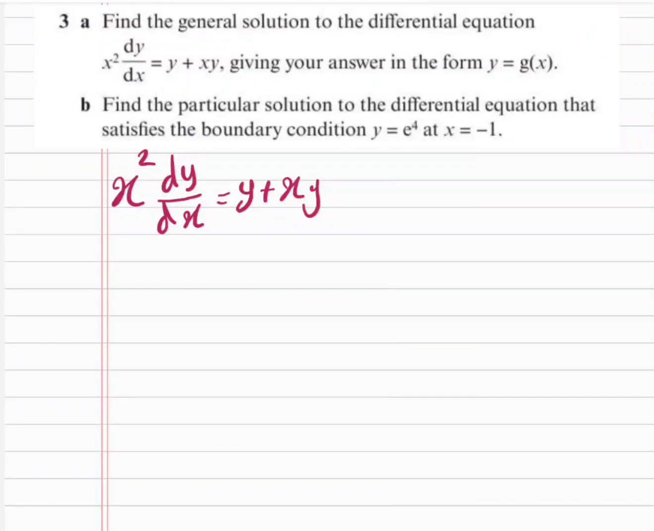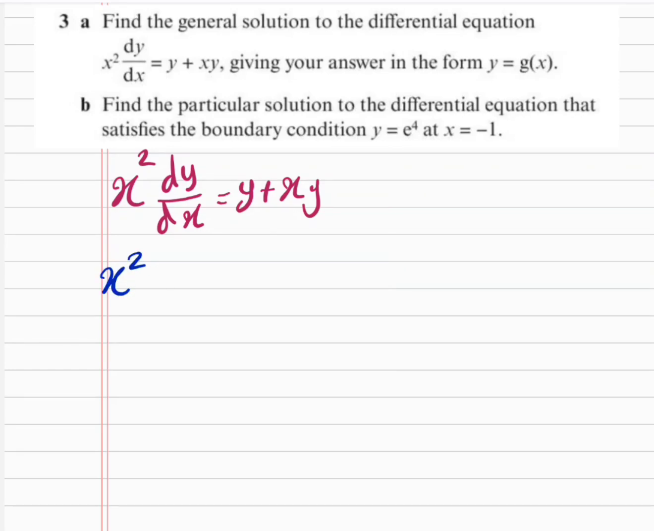Hi everyone, this video is on exercise 11J question 3. So we want to find a general solution to this differential equation. Okay, the first step is that we want to use separation of variables, and while this may not look very clear at first glance, we can basically use a typical technique.